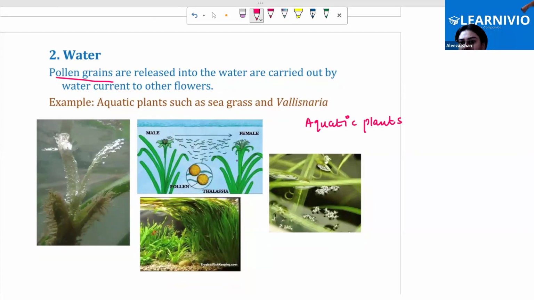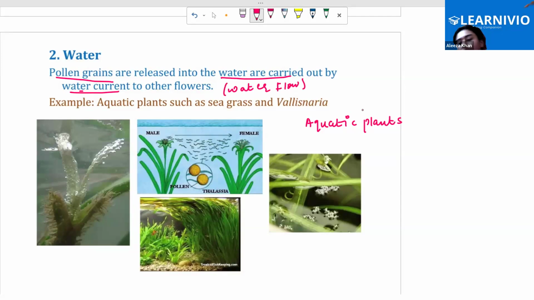Let's say this is the female part and this is the male part. Pollens are being released and they are carried through the water, through the water current. What do you mean by the water current? Through the water flow. When the water flows, they carry the pollen grains along with them to stick onto the stigma of another flower, of another plant.